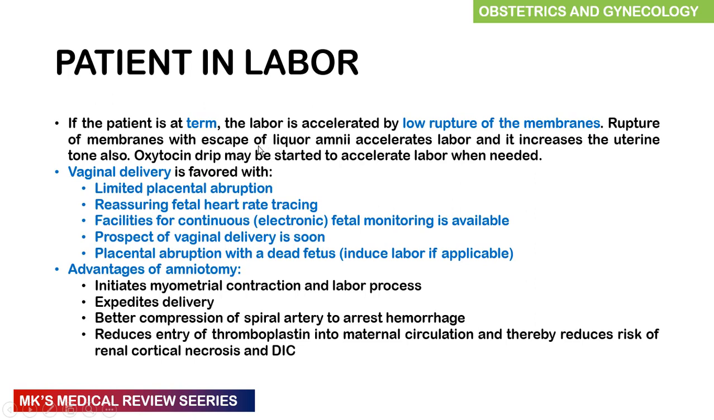And remember, when are we supposed to carry out a vaginal delivery? Number one, if there's limited placental abruption, if it's not the whole thing that is separated, because if it's the whole placenta, you have to rush this woman to theater. And of course, if there's a reassuring fetal heart tracing, if the facility has a machine that can continuously monitor the fetus, and if the prospect of vaginal delivery, meaning a Bishop score, is quite promising, and the prospect of vaginal delivery is very soon.